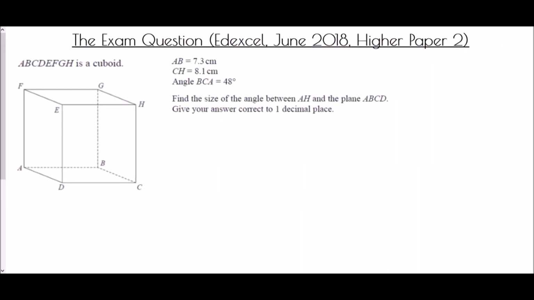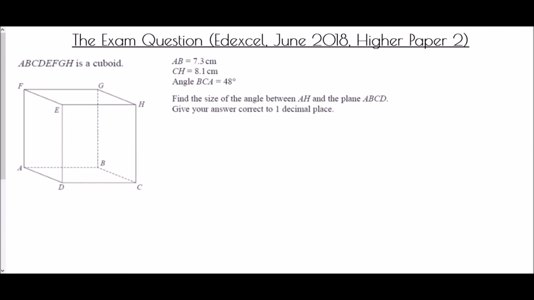And finally we come to the exam question, which came from the Edexcel paper in June 2018, and it was on higher paper 2. And we've been given a cuboid this time, where AB is 7.3 centimetres, CH is 8.1 centimetres, and angle BCA is 48 degrees. We are asked to find the size of the angle between AH and the plane ABD, and give our answer correct to 1 decimal place.